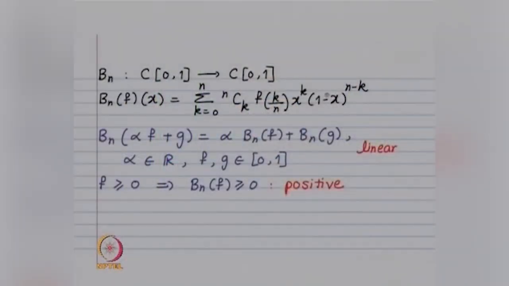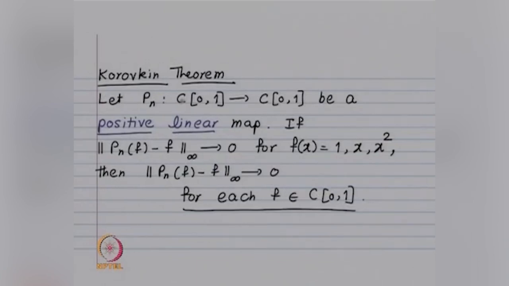So, now we have got b n to be a map from c 0 1 to c 0 1 such that b n of alpha f plus g is equal to alpha times b n f plus b n g, when alpha varies over real numbers and f, g belong to c 0 1, and f bigger than or equal to 0 implies b n f is bigger than or equal to 0. So, that is a positive map.